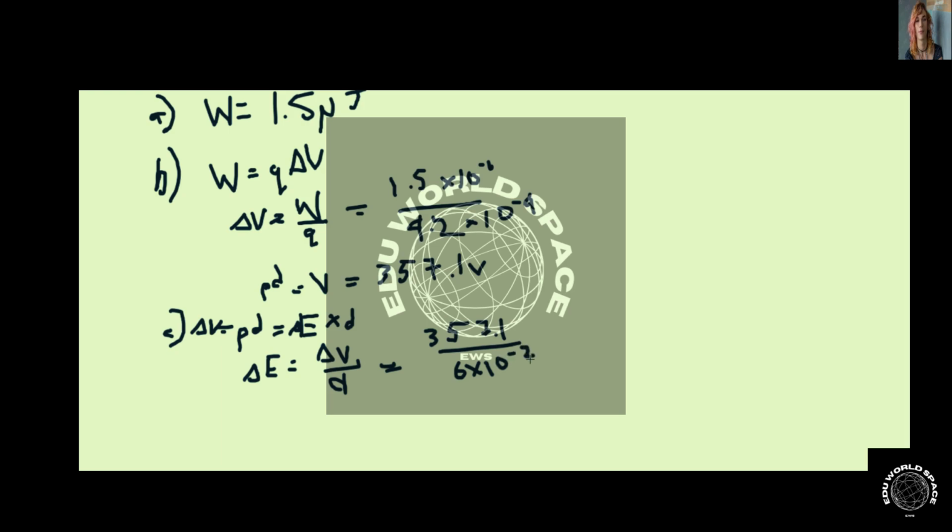So if you put this into our calculator, hold on, give me a second, 357.1 over 6 times 10 to the negative 2 is 5951.7.